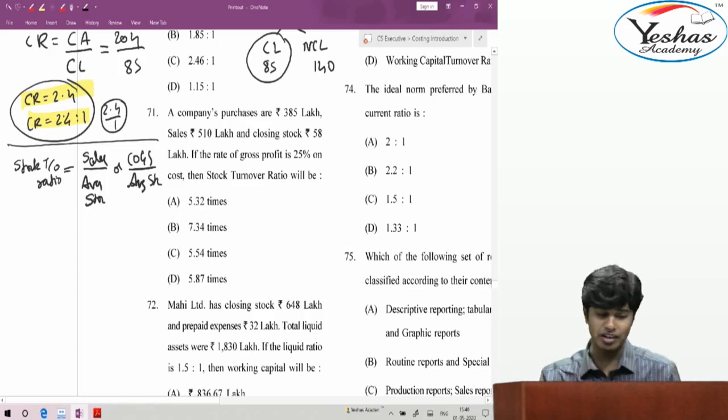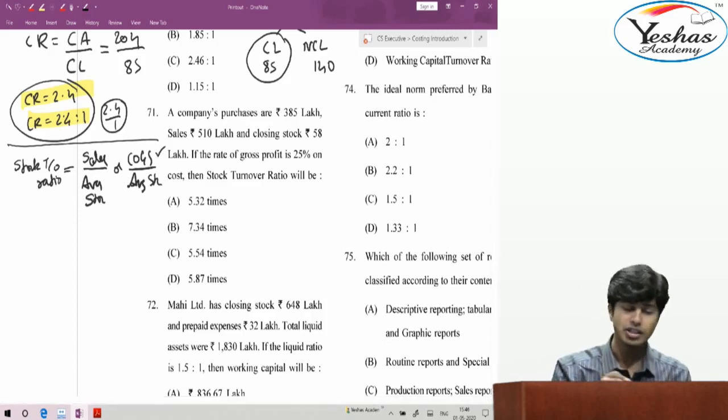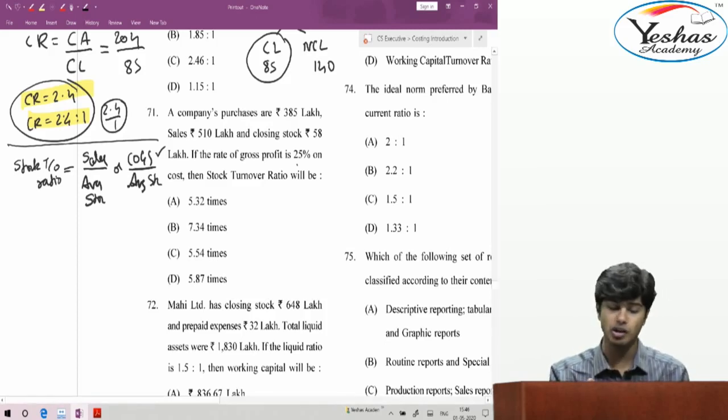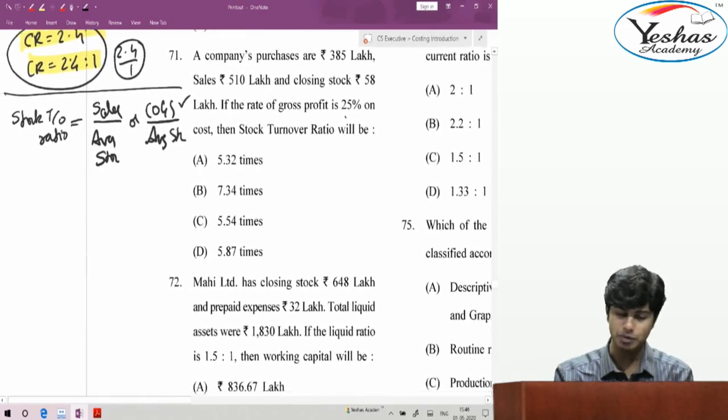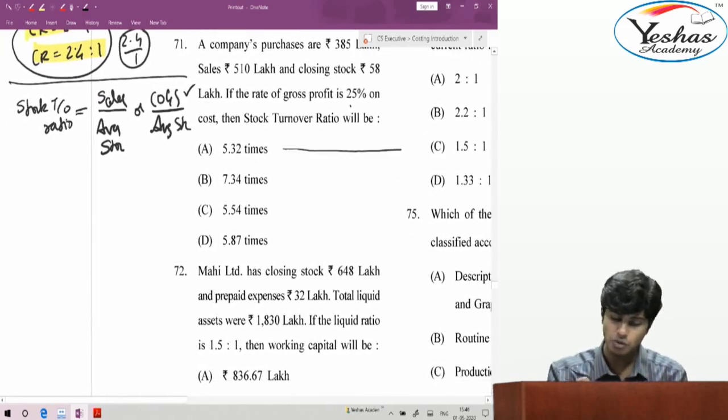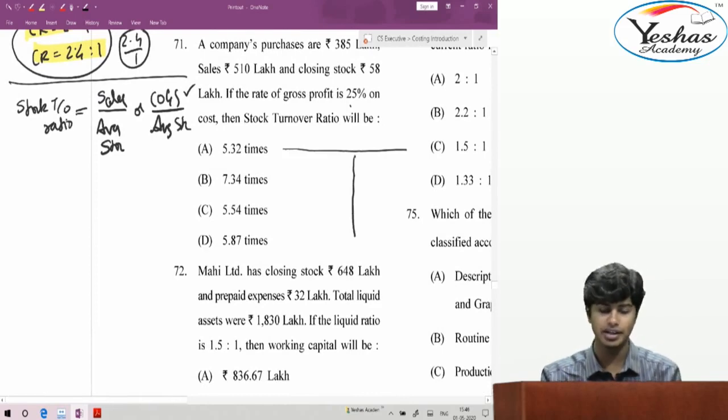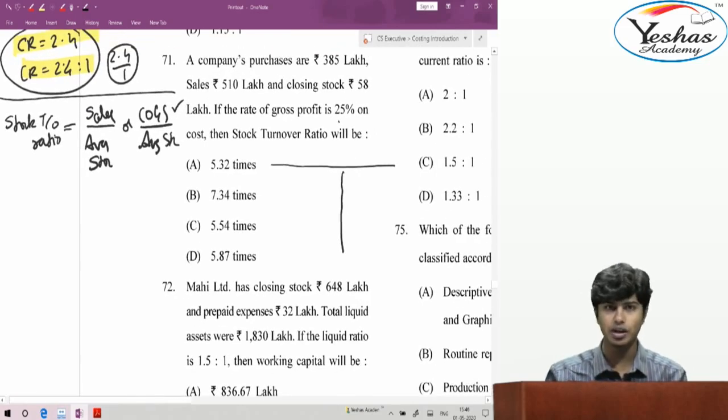Whenever information is available, we should go for COGS by average stock. Whenever the COGS information is not available or it is not possible to compute the profit to arrive at COGS, then we would go by sales. In this question, the profit is available and the closing stock data is also available. So we would be following the COGS by average stock formula. What I'll do in this question is first draw a small trading account so that we get all the necessary information, and then we'll solve this question.